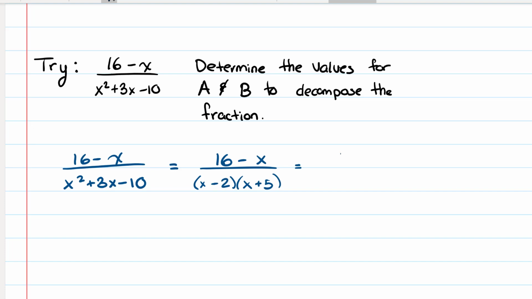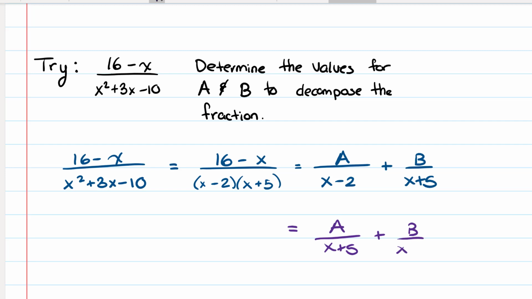So this is going to equal a over x minus 2 plus b over x plus 5. And again, if you want to do it this way, a over x plus 5 plus b over x minus 2, that's fine too. But as long as the right number ends up over the right denominator, you'll be okay. So go ahead, pause the video, do it either way, and then get your a and your b.